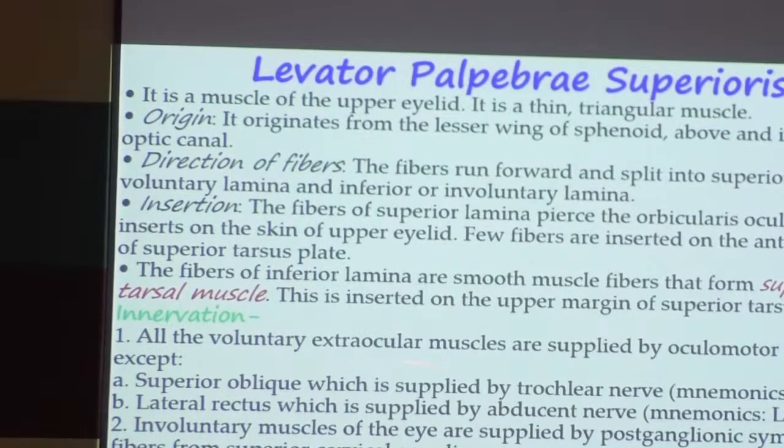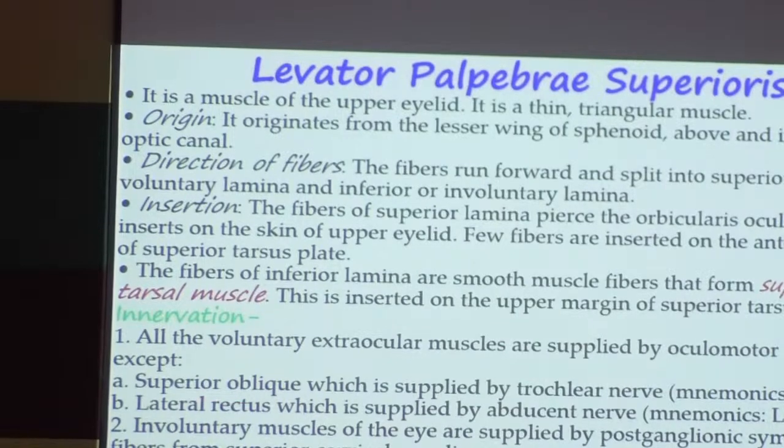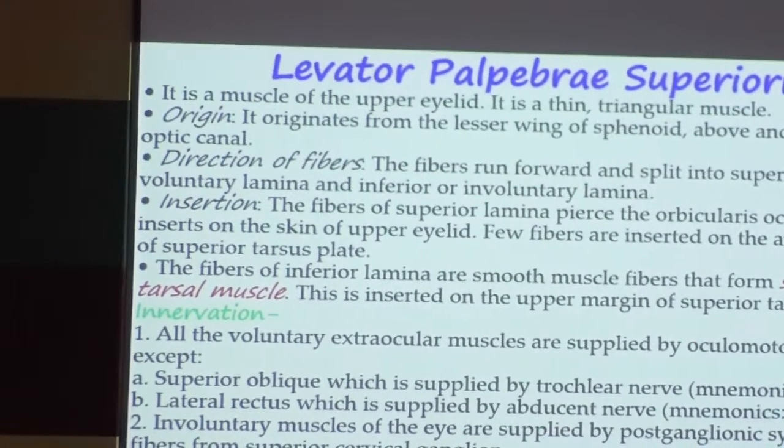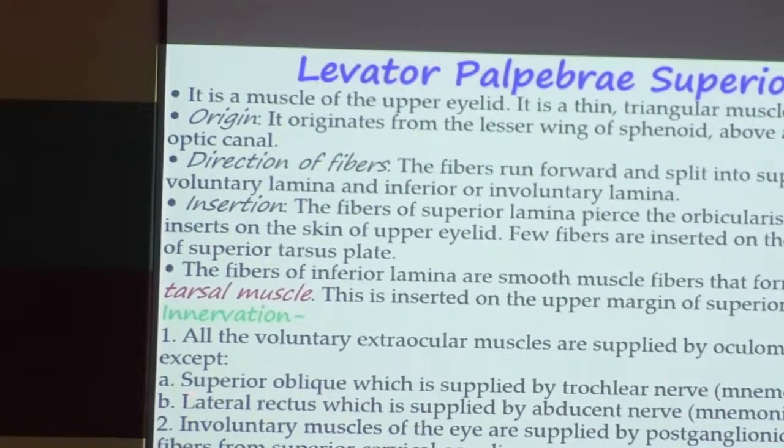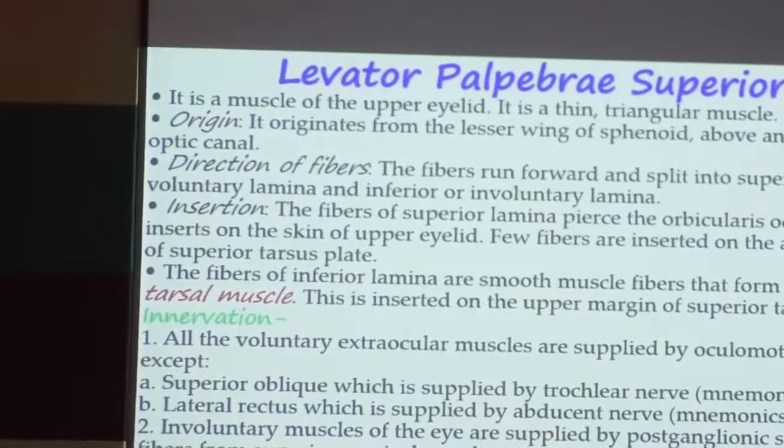All the voluntary extraocular muscles are supplied by oculomotor nerve. With that one, SO4, LR6, rest is supplied by oculomotor. Superior oblique: trochlear nerve; lateral rectus: abducens. And involuntary muscles of the eye are supplied by postganglionic sympathetic fibers from the superior cervical ganglia. So these are the nerve supply of all the orbital muscles.